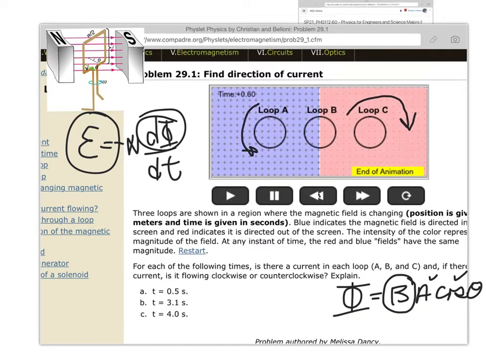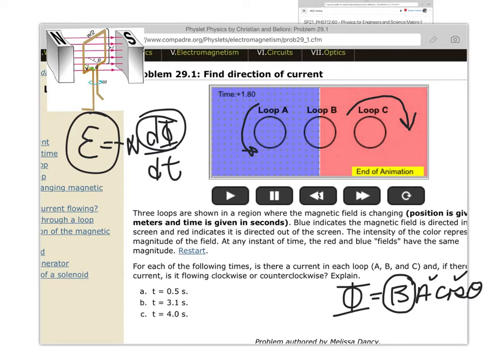As we continue to increase, that's going to continue getting stronger and stronger. So we're getting the same thing. The field on loop A, for example, is getting stronger and stronger into the page. So we're going to continue to oppose that increase.